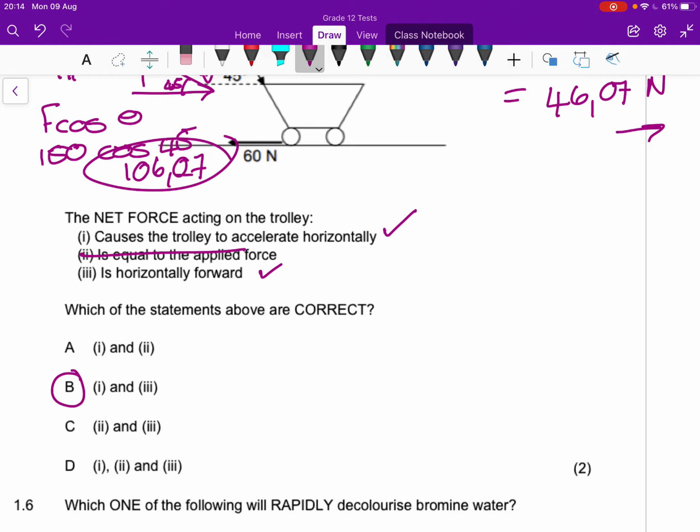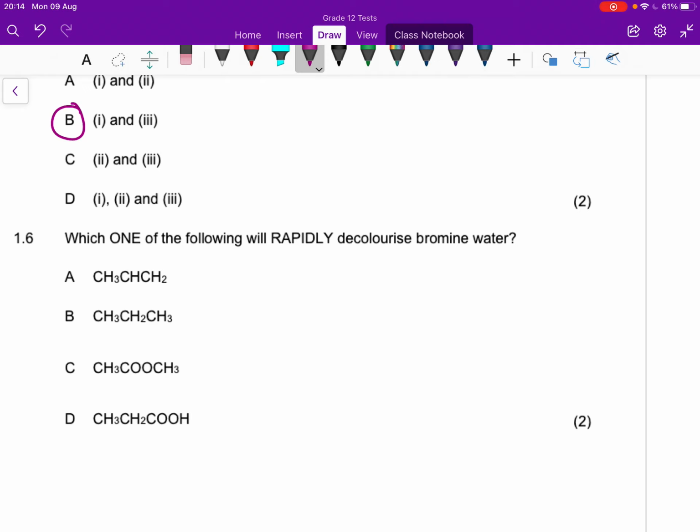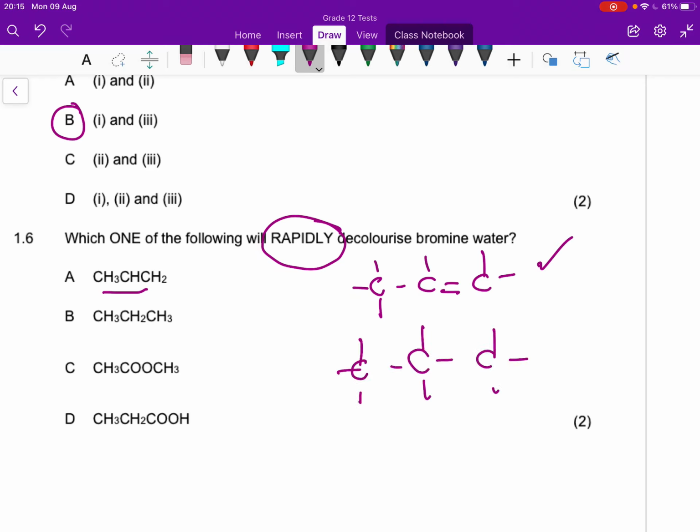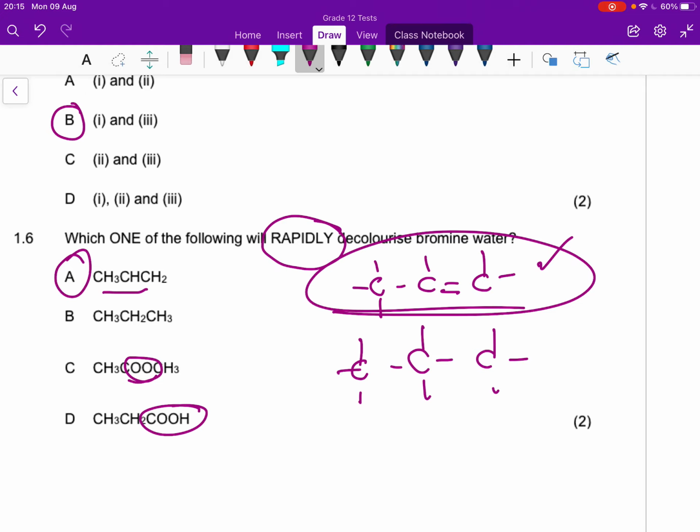Okay? Alright. Which one of the following will rapidly decolorize bromine water? So what we're looking for is an alkene or an alkyne. If we look at this first one, CH3, CH, CH2, that shouldn't be there. That means we have a double bond, that definitely. Then we have CH3, CH2, CH2, no. This is an ester, definitely not. Carboxylic acid, definitely not. A is my alkene, it has to be A.